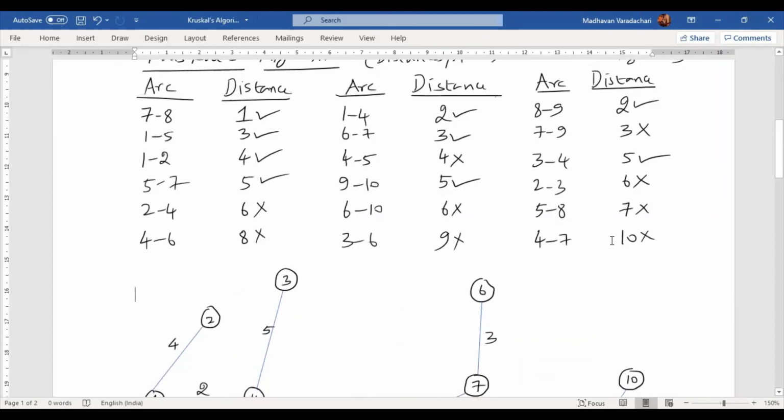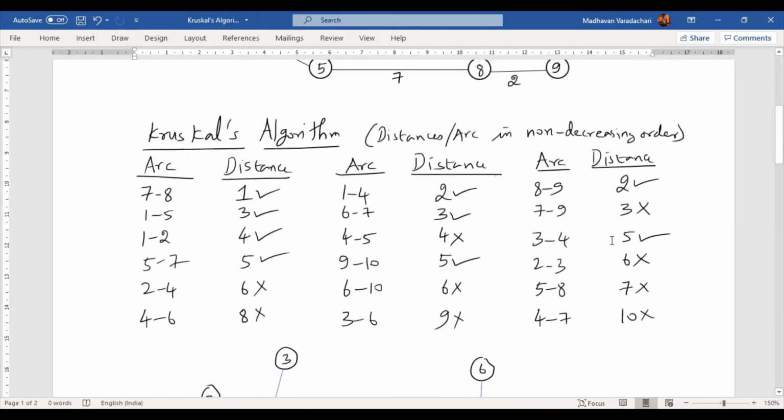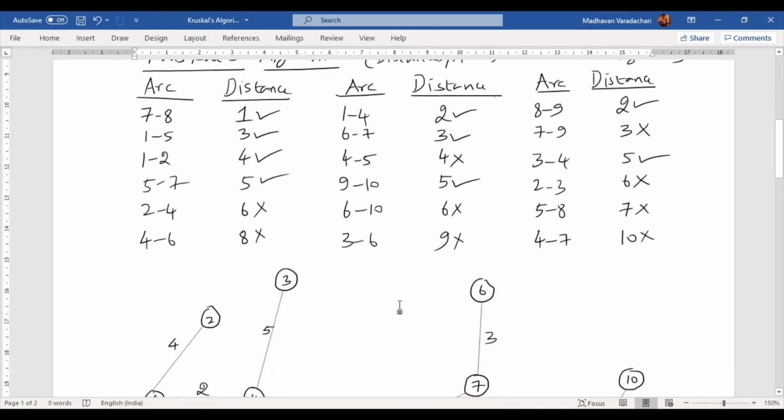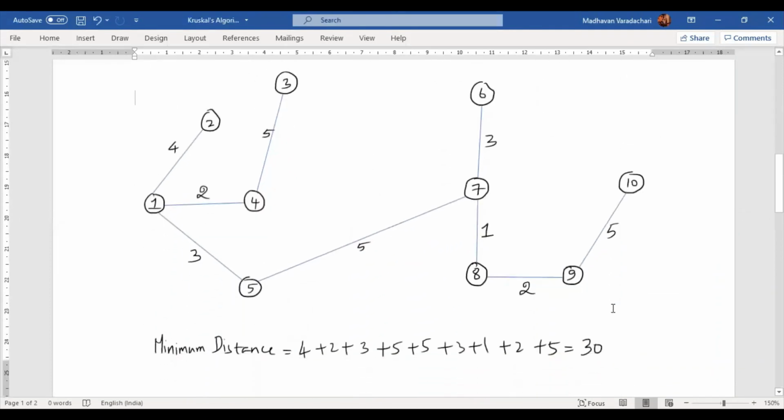So basically you try to list out all the arcs with their corresponding distances in increasing order, or you generally call it non-decreasing order, like this. Then keep on drawing whichever is not forming a closed loop. Accordingly, you draw from the least to the highest. Whichever is not going to form a tree, you have to ignore. Right? So this is the way you do Kruskal's algorithm.